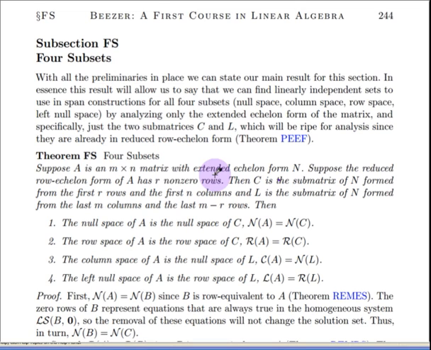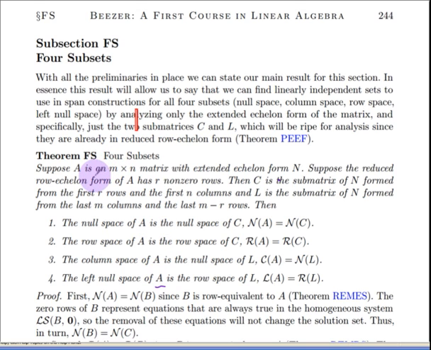Okay, so now we have a culmination of all the results that we have been looking forward to in our previous several sections. We're going to show how to use the extended echelon form to find the null space, row space, column space, and left null space of a matrix all at once. Okay, so let's make the statement.